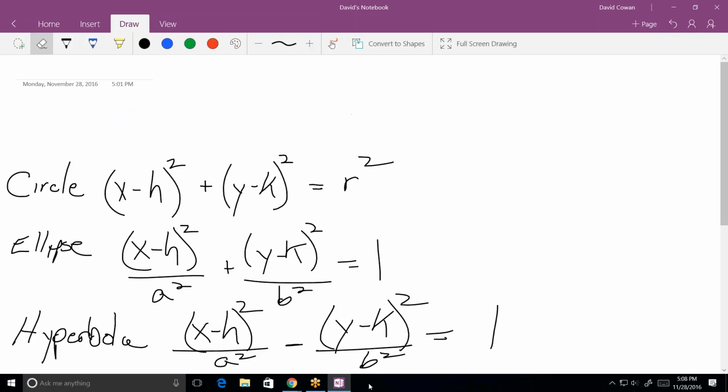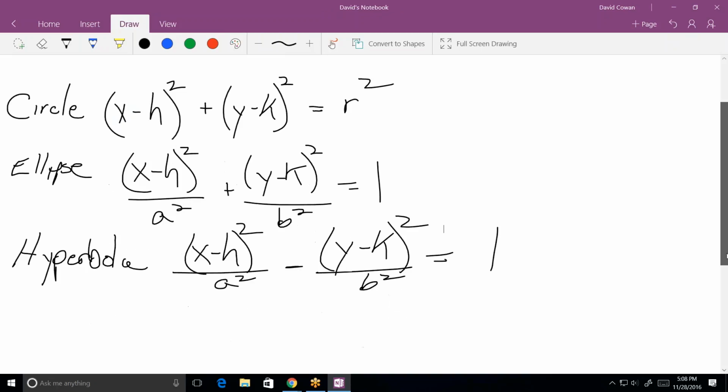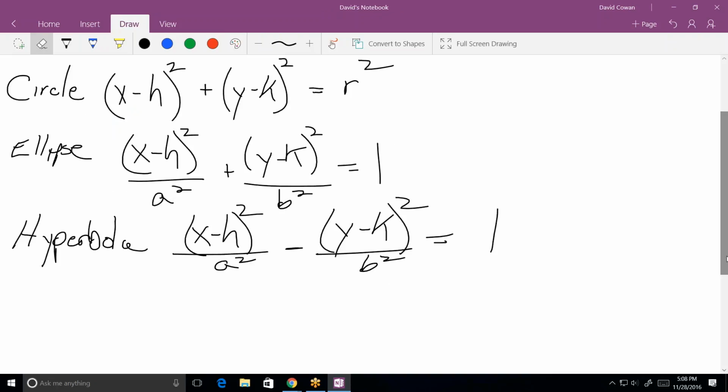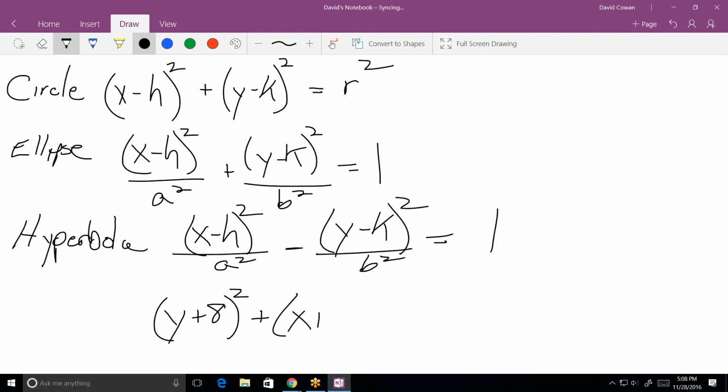The next one was y plus 8 quantity squared plus x plus 2 quantity squared equals 72. And they want the same thing, the center and the radius. So what's the x-coordinate of the center, which would be h? -2.